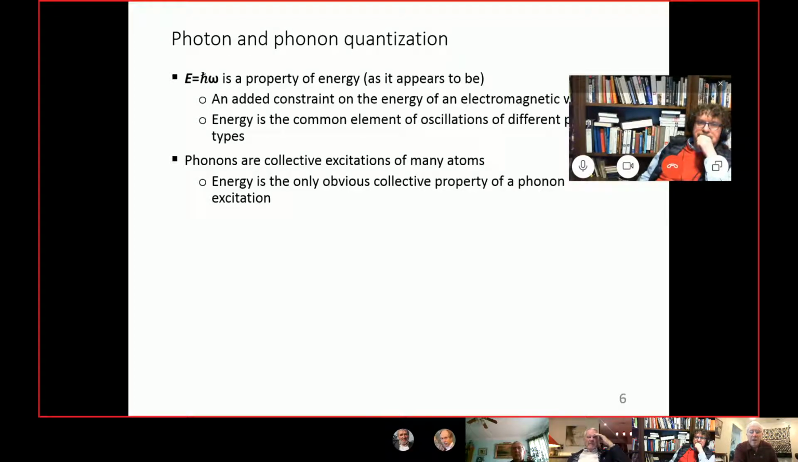And it was actually the phonons that ended up convincing me that this has to be right, because phonons are a collective excitation of many atoms. It can be a few, it can be an infinite number, and it's hard to see how properties of the individual particles could combine to quantize a phonon. Basically the only collective property of a phonon, a lattice vibration, is energy. So if it's quantized, it has to be a property of energy.